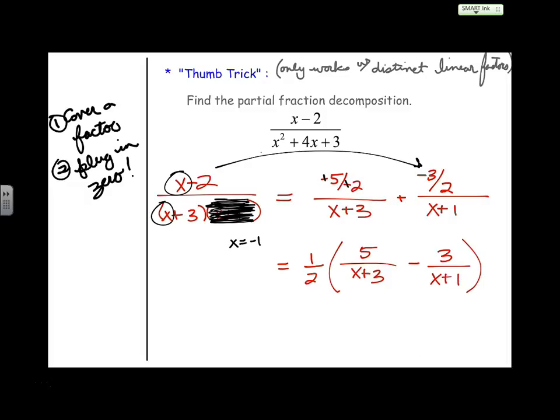Technically, they could pop down to the denominator, but we can also just pull the 1/2, the over 2, out, and then it looks a little bit nicer. But either way, we got our partial fractions.